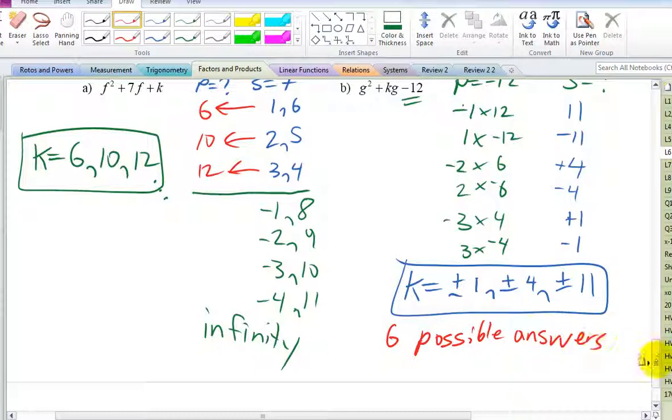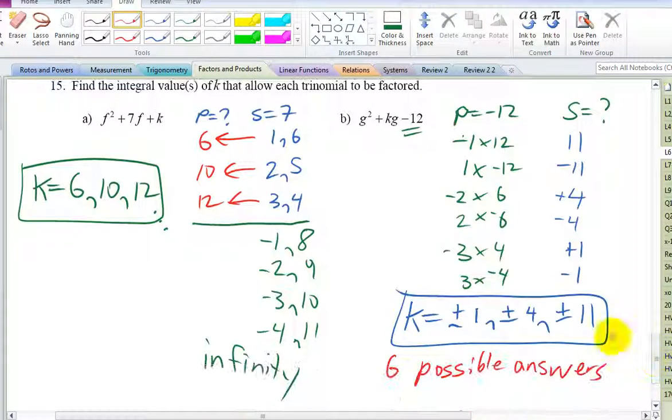And you have to be careful, because sometimes they'll ask you what are the answers, and that's in the blue writing, and other times they'll say how many possible answers are there. How many means find them and then say 6 possible answers. So read the question. Any questions?